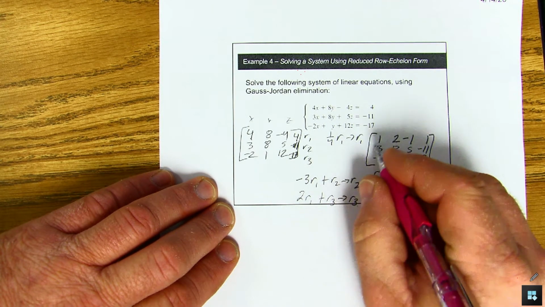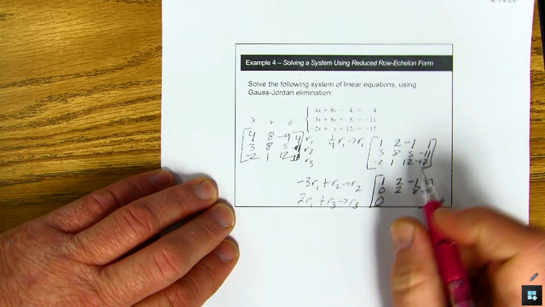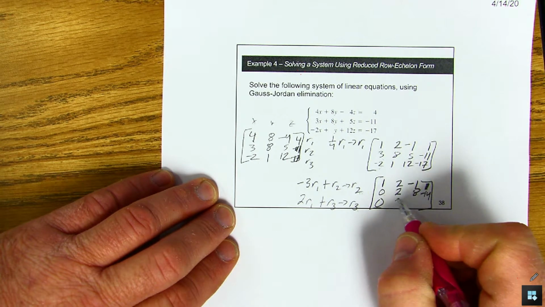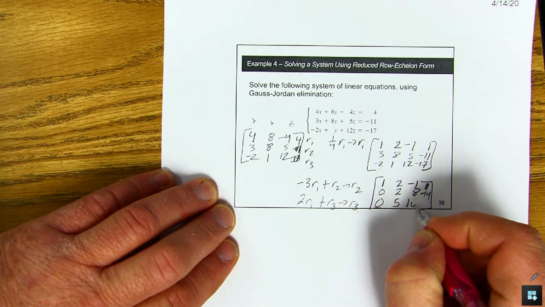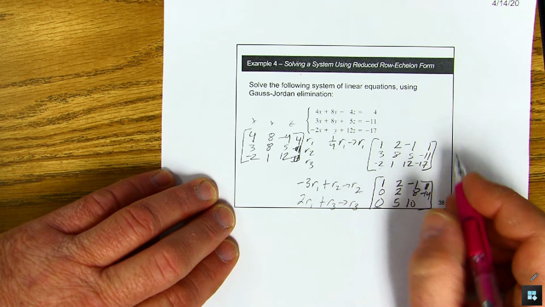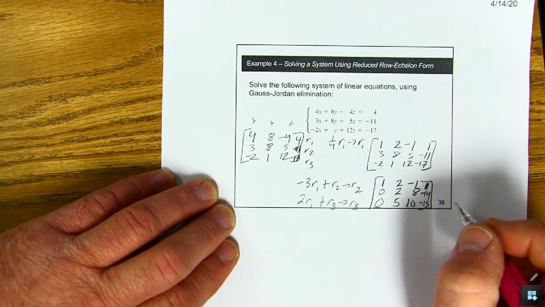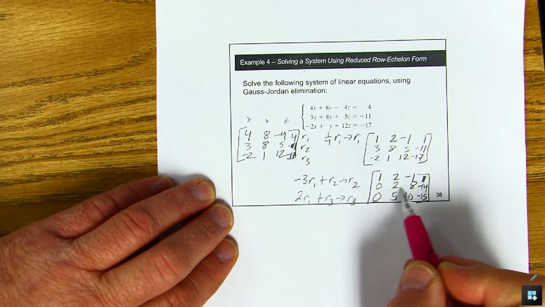I take 2 times 1 is 2, plus negative 2, that's the bottom one there, that's 0. 2 times 2 is 4, plus 1 is 5, goes right there. 2 times negative 1 is negative 2, plus 12 is 10. And 2 times 1 is 2 plus negative 17 is negative 15. Okay? Now I'm going to divide each of these by 2 right here.